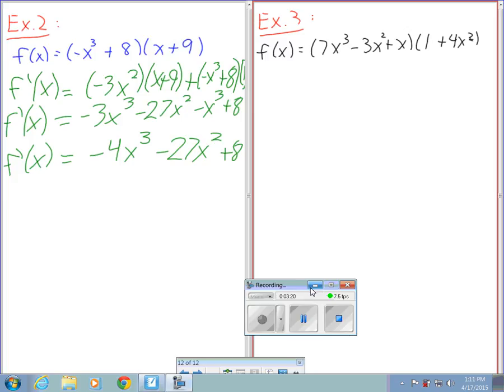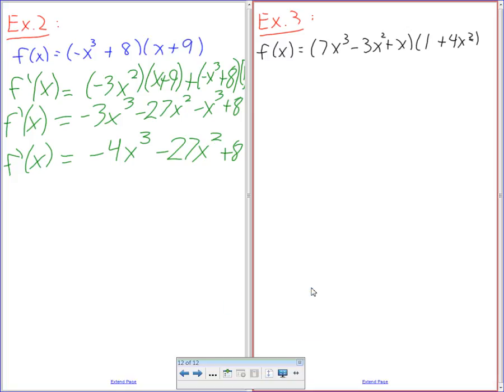Okay. Again, can someone from the back row be brave, please? Why is the back row so quiet? Someone from the back row take the derivative of 1 plus 4x squared. Nate, what's the derivative of 1 plus 4x squared? 8x, good.